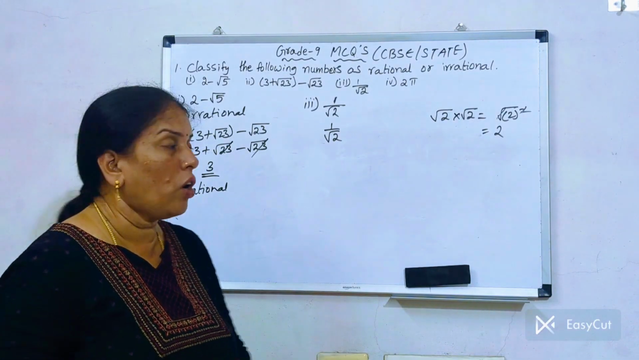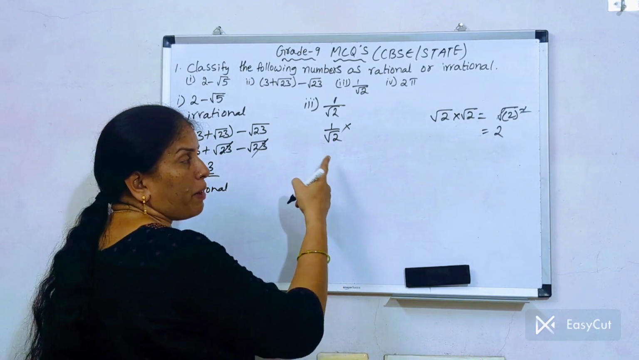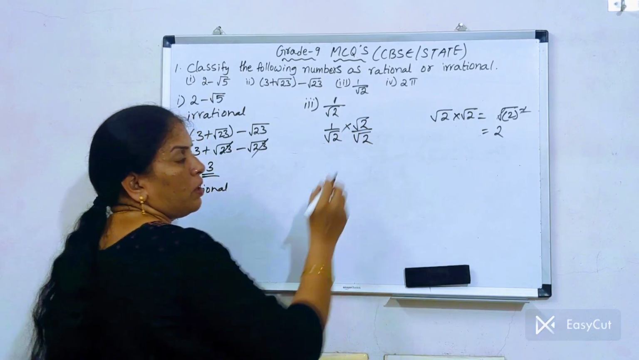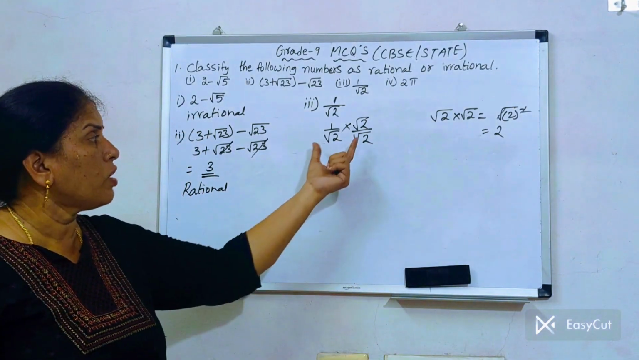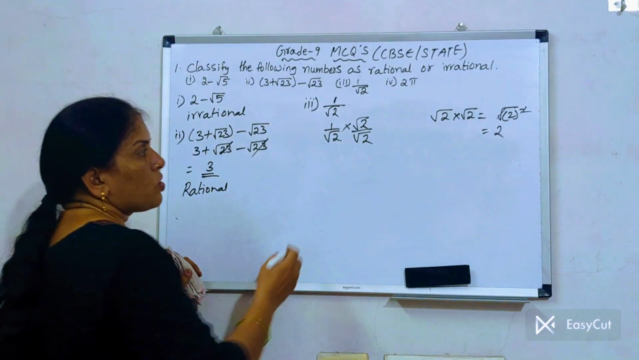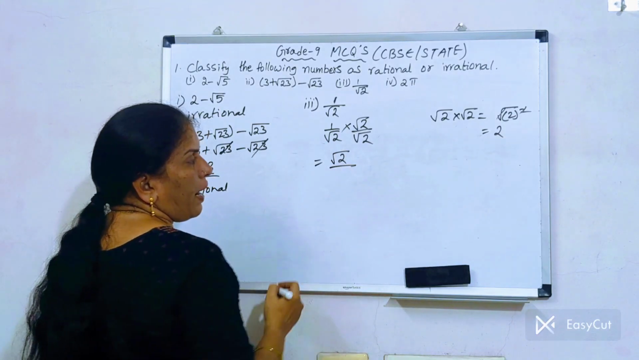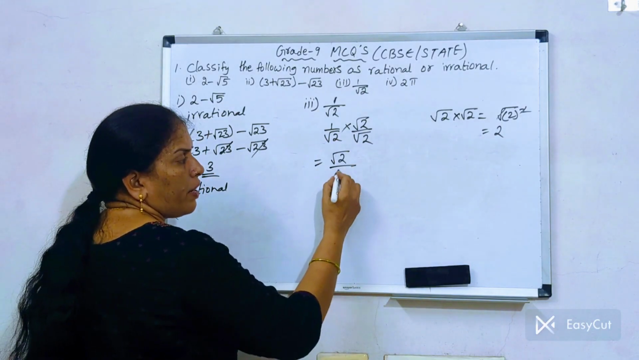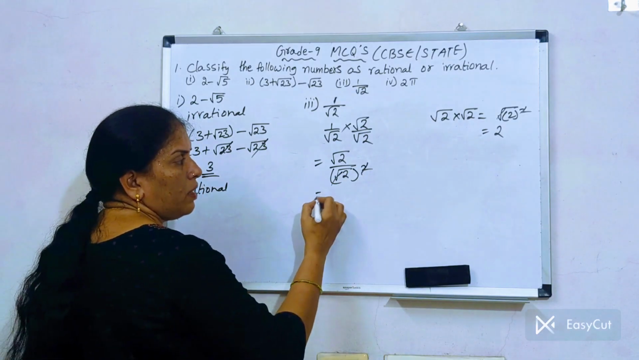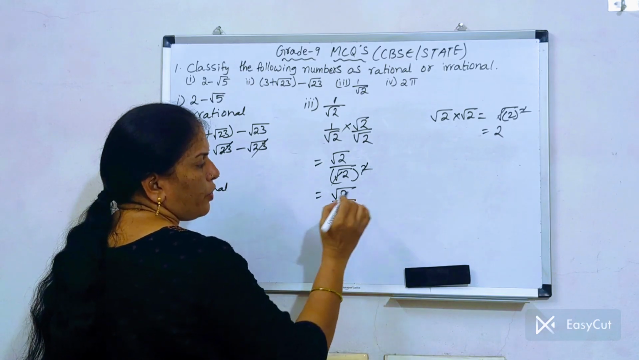We want to remove this root in the denominator, so multiply with root 2 by root 2. Why am I multiplying? I want to remove this root. That's why I am multiplying with root 2 only. See here, 1 into root 2 is root 2, by root 2 whole square. The 2 and the root cancel. So, what is the answer? 1 root 2 by 2.